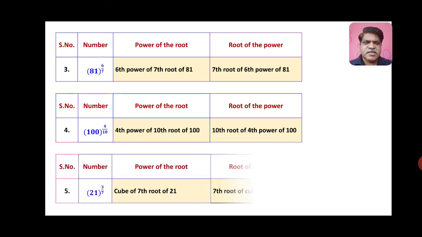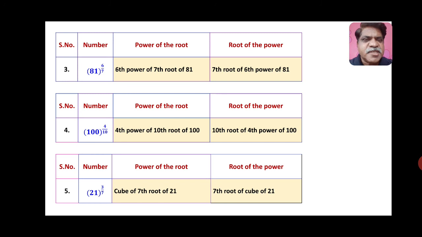Friends, let us discuss the fifth problem. The given number is 21 raised to 3 upon 7. In the power of the root form, it is expressed as cube of the 7th root of 21. In the root of the power form, it is expressed as 7th root of cube of 21.